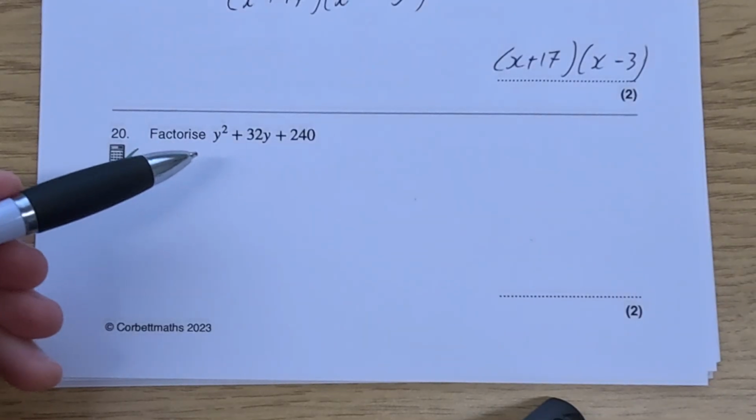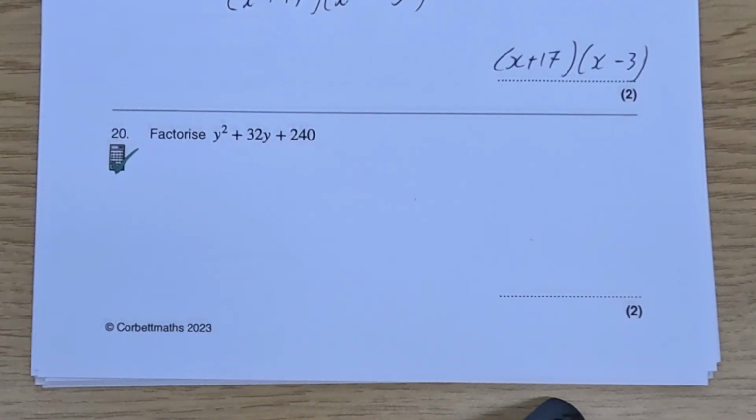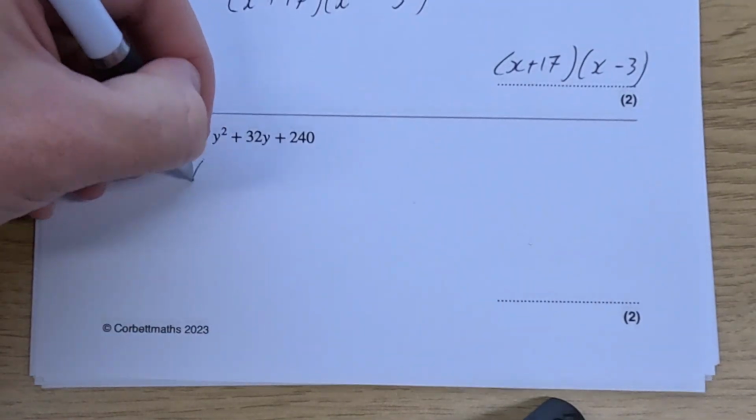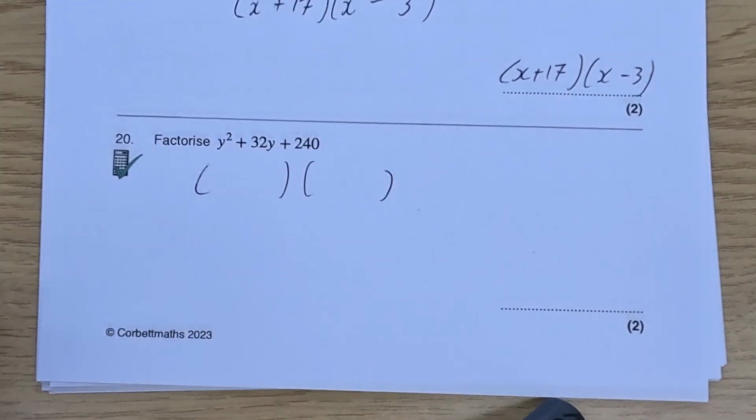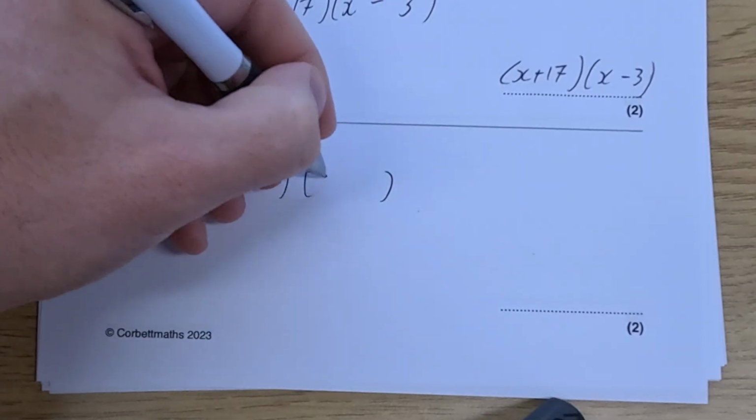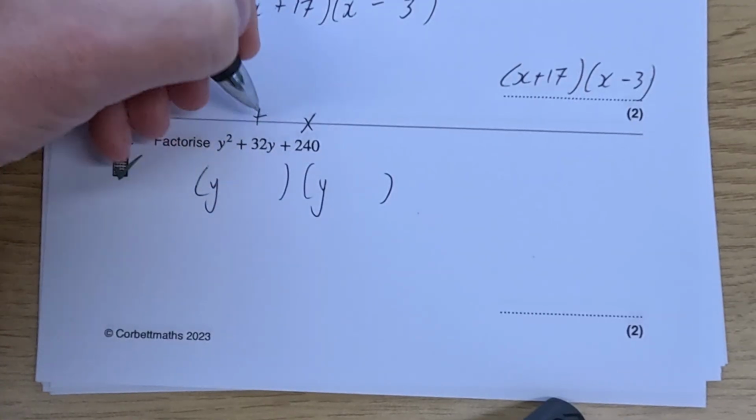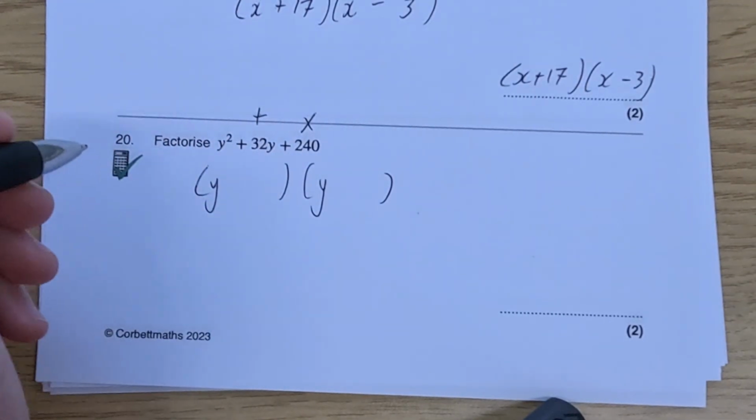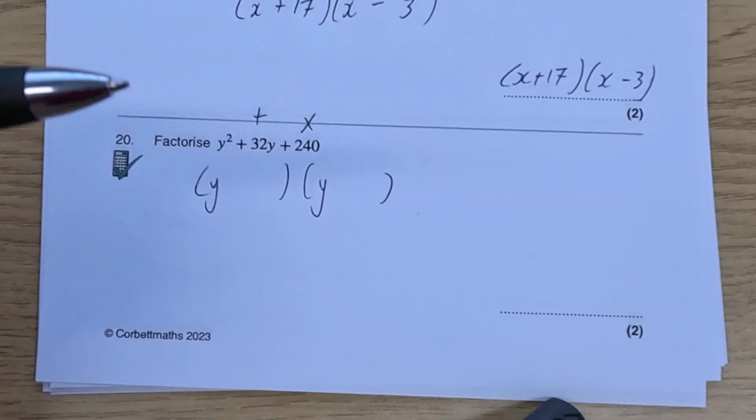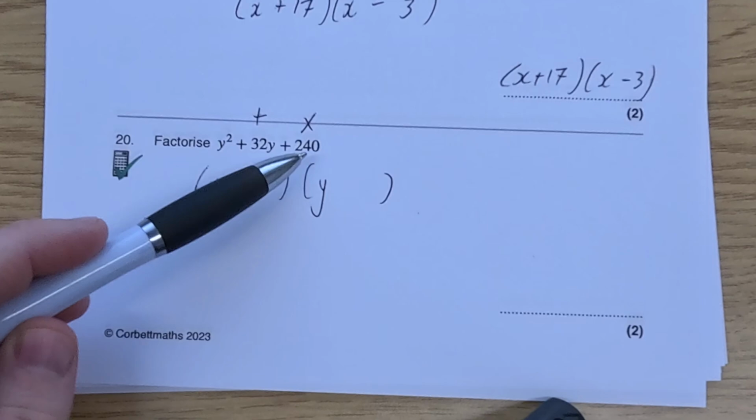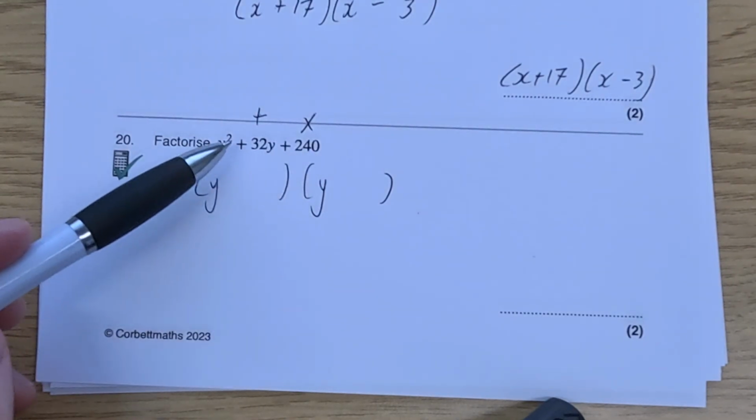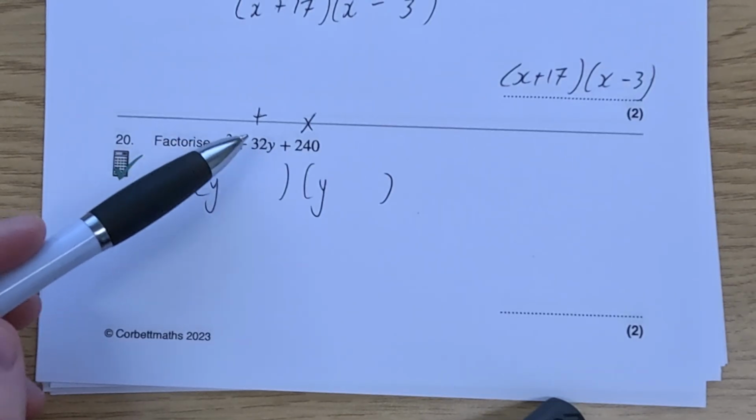Question number 20, we've been asked to factorize y squared plus 32y plus 240. We want to factorize this, and it's a quadratic, so brackets. In the front of our brackets, we're going to put y, and we're looking for two numbers that times together to be 240 and add together to be 32. Now it's a calculator question, so you can consider using your calculator to help you think of numbers that times together to be 240. I'll probably start off with some of the obvious ones like 10 and 24. 10 times 24 is 240, but they add together to be 34 rather than 32.